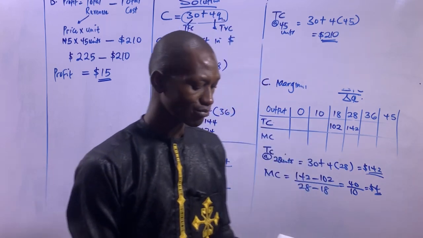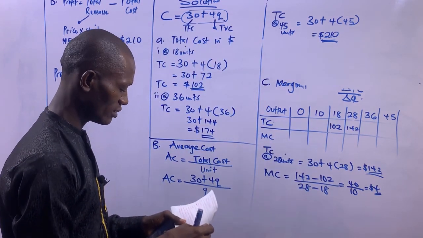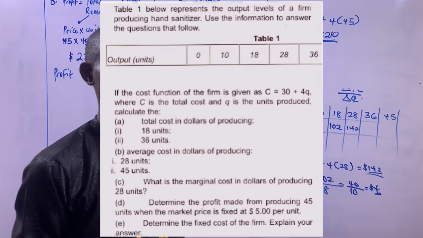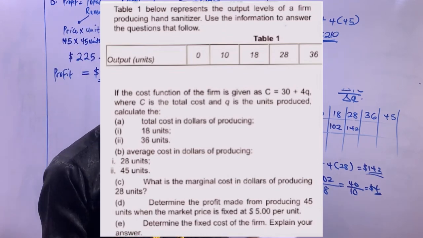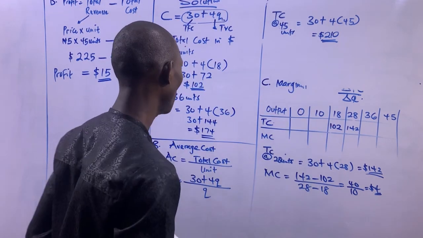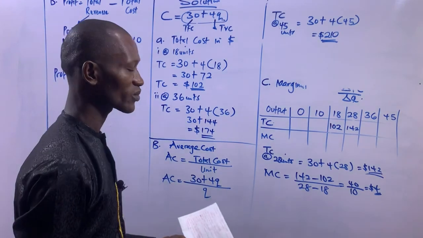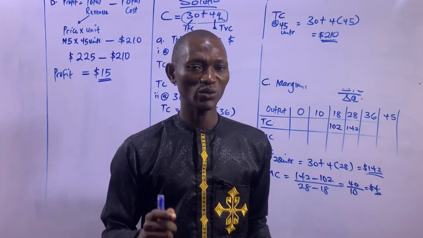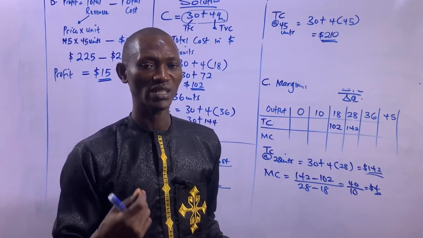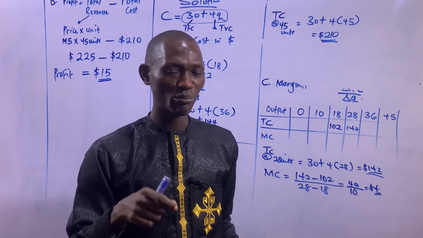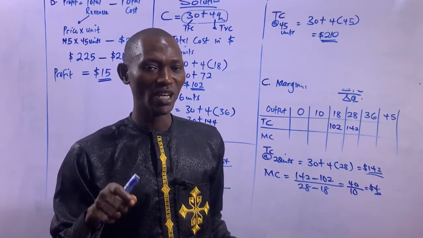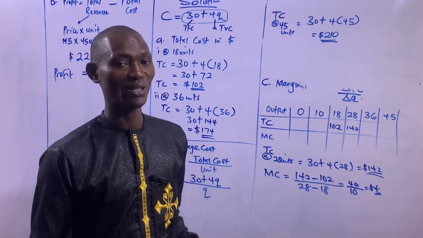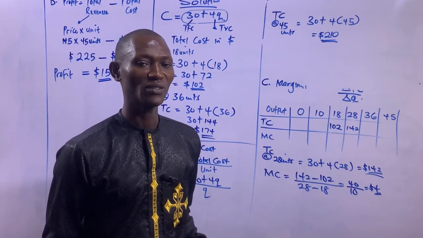Good. So last but not least, we are asked to determine the fixed cost of the firm and explain your answer. This one is easy peasy, very simple. Now, if you want to get your fixed cost, the appropriate level of output at which you can determine the total fixed cost is at zero level of output. So at zero level of output, you will get your total fixed cost.